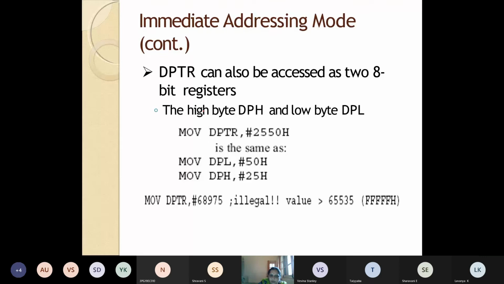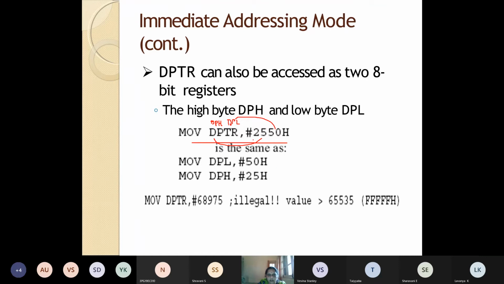DPTR register, I've told you, is a 16-bit register. You can write MOV DPTR, #2550. This DPTR register consists of two registers: one is DPH, data pointer high byte, and the other is DPL, data pointer low byte. Whatever the low byte is goes to the DPL register, and whatever the high byte is goes to the DPH register.